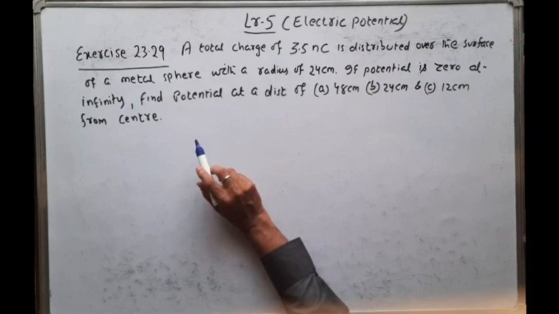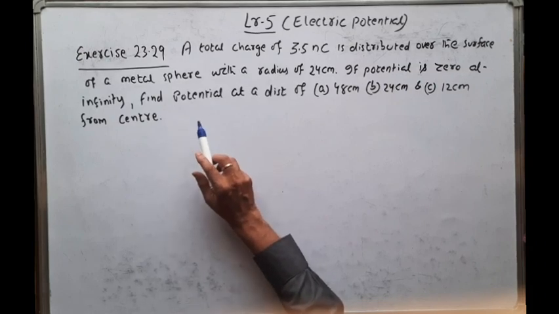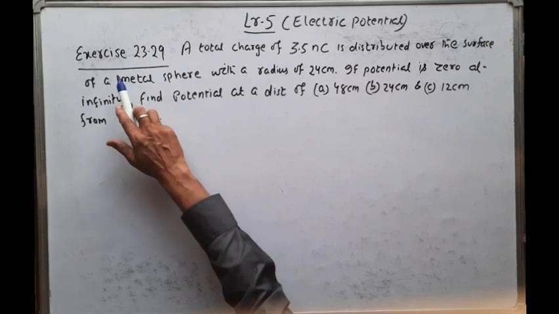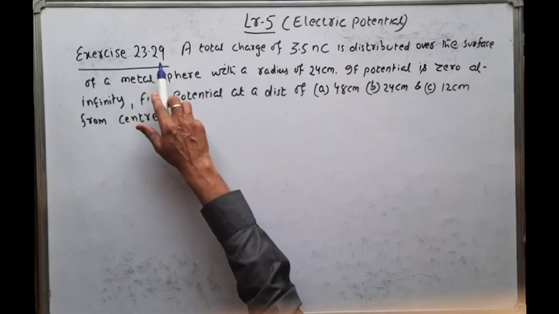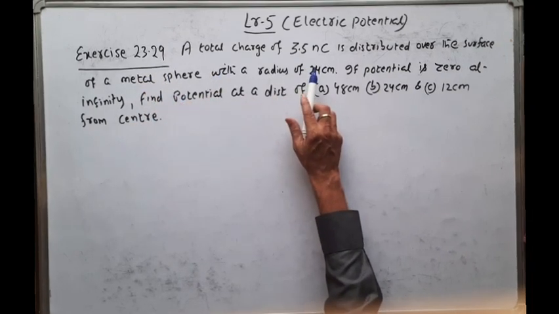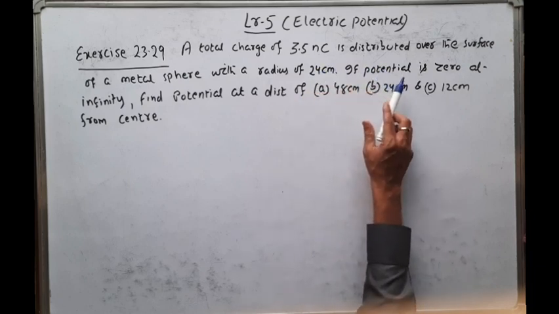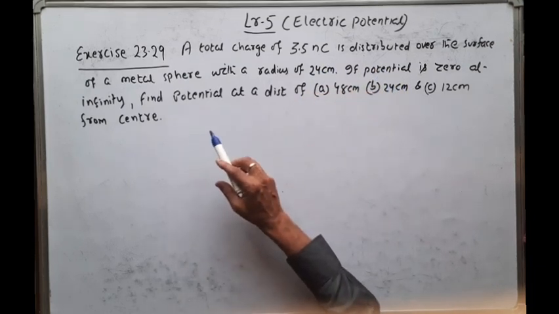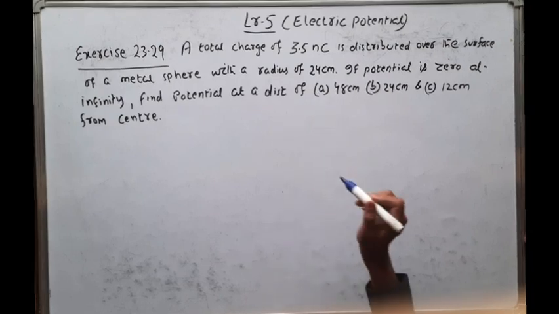You see, today we will discuss some problems. In this lecture, we will discuss more problems, basic problems. So here, you see, exercise 23.29. A total charge of 3.5 nanocoulomb is distributed over the surface of a metal sphere with radius 24 centimeter.